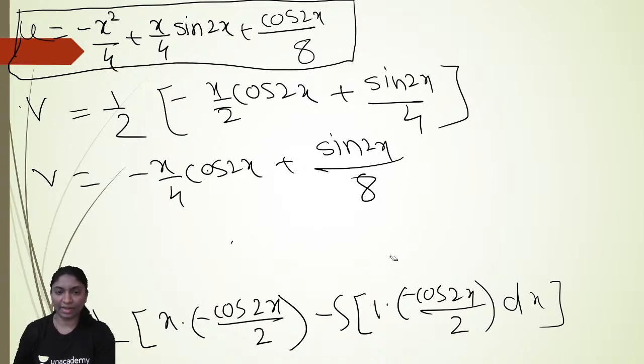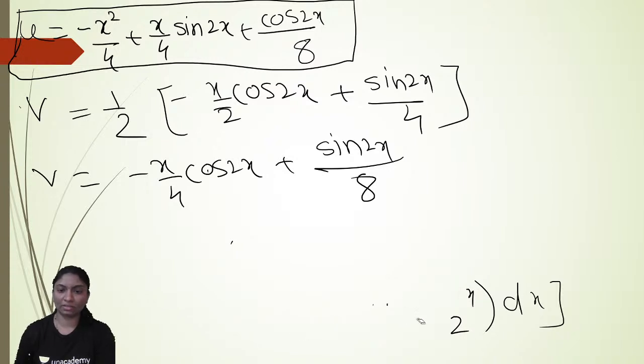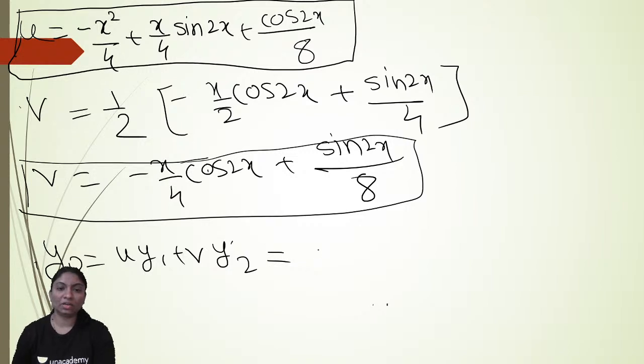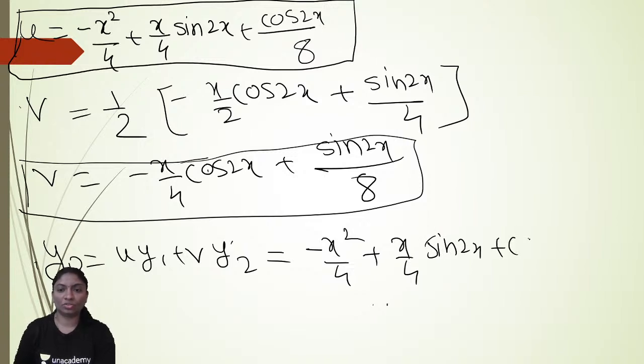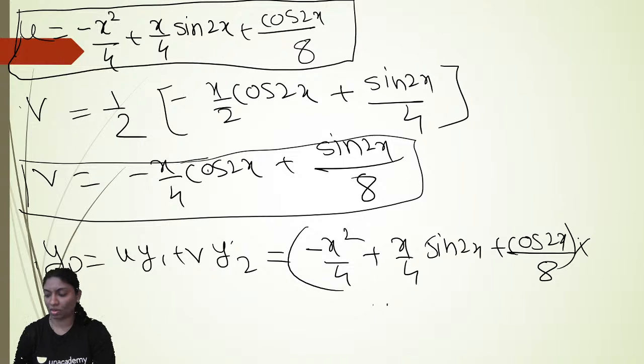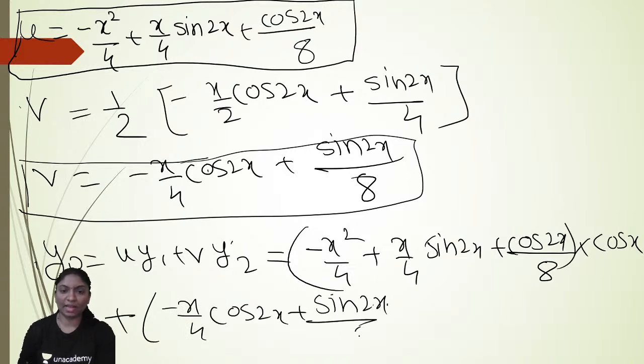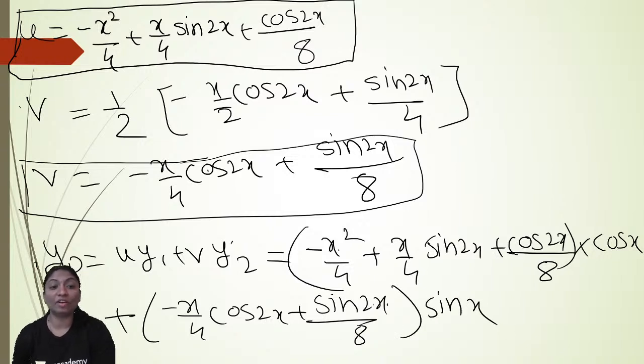Once I got u and v, I can write yp is equal to u y1 plus v y2. So u is our minus x square by 4 plus x by 4 sin 2x plus cos 2x by 8, into y1, where y1 is cos x, plus minus x by 4 cos 2x plus sin 2x by 8 into y2, that is sin x. This is our yp only.